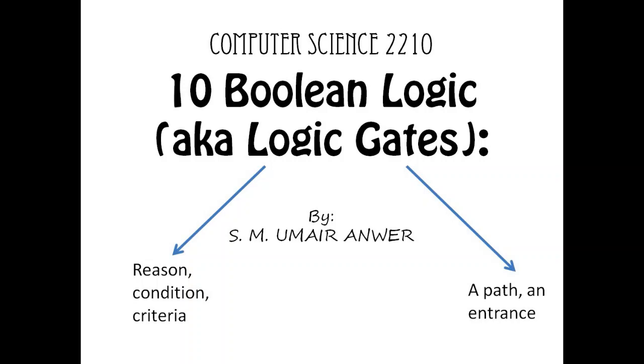this chapter consists of logic gates. And what are logic gates? What is logic? Basically, logic means a reason, a condition or a criteria, whereas a gate is a path or an entrance. So logic gates are electronic components which only allow a certain input, or which only give an output under certain conditions, under certain criteria, or the output they give is based upon certain conditions which are set priorly.